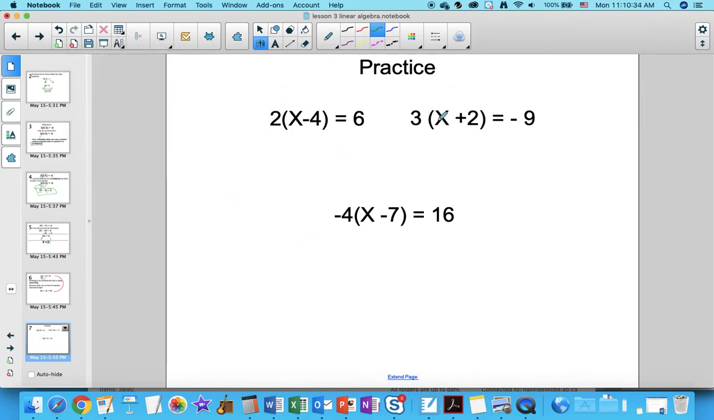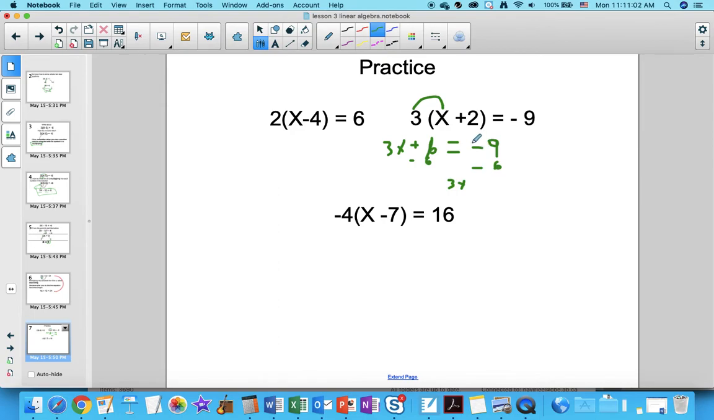Let's try this one. 3 times x plus 2. 3 times x is 3x. Right? Plus 3 times 2 is 6. Equals minus 9. All right, so I have 3x plus 6. Okay, just like before, minus 6 on this side, minus 6 on this side. They cancel out.